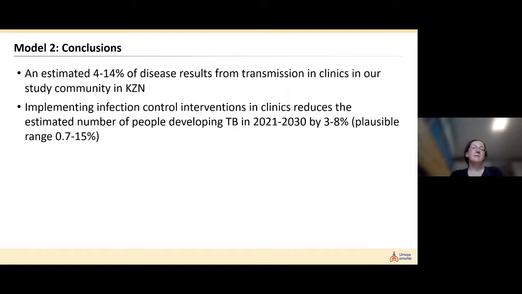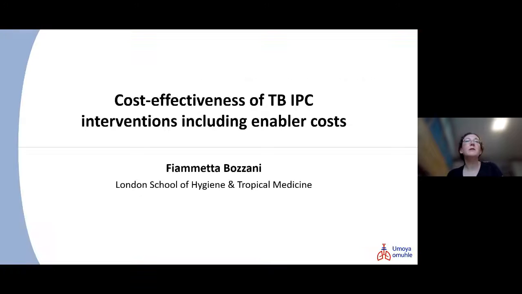To conclude, we estimate that 4 to 14% of disease results from transmission in clinics, and infection control interventions in clinics could reduce community-wide disease incidence by 3 to 8%. I'll now hand over to Fiamma, who will talk about the cost effectiveness.